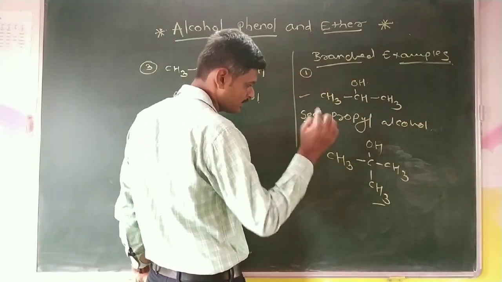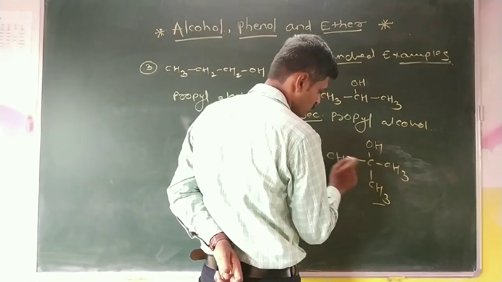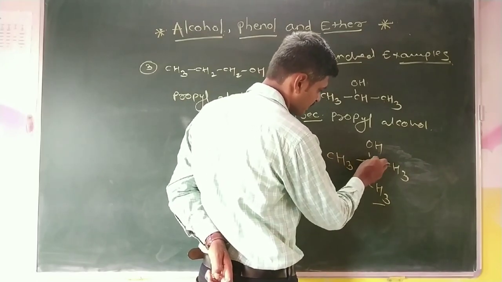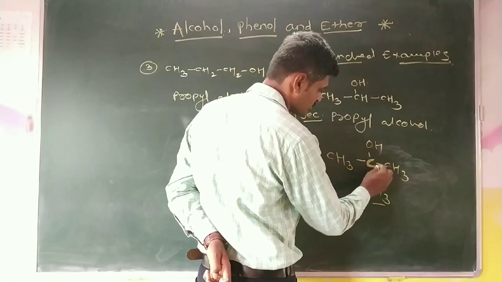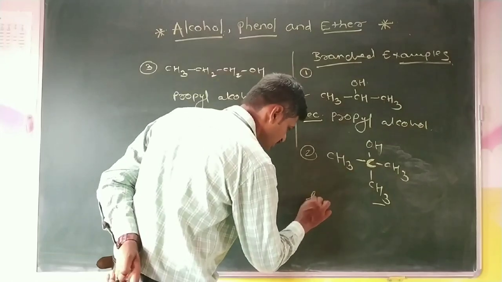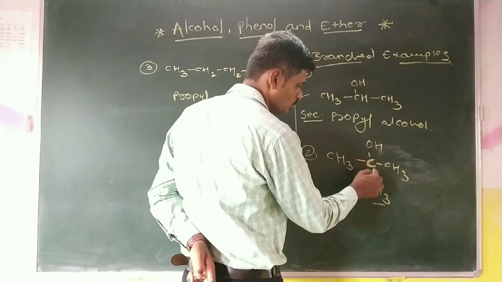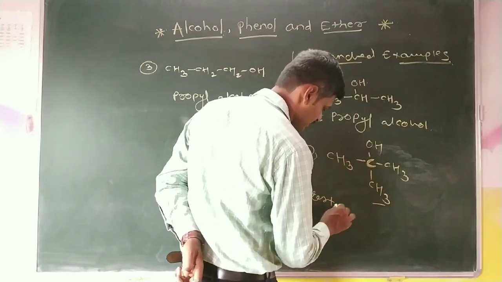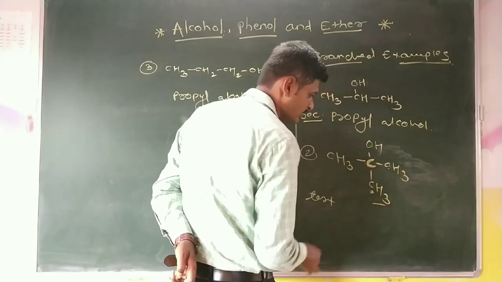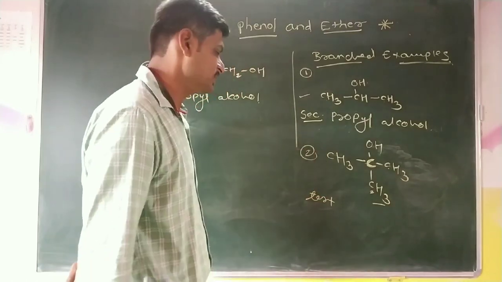Similarly, in this example we can write 1, 2, 3. In this example, this carbon is a tertiary carbon atom. This hydroxyl group is directly attached to the tertiary carbon atom. Therefore, tert represents the tertiary carbon atom. And 1, 2, 3, 3 carbons are here, and this one is a fourth carbon atom. Therefore, a total of 4 carbon atoms are here, and 4 carbon atoms represent the root name.